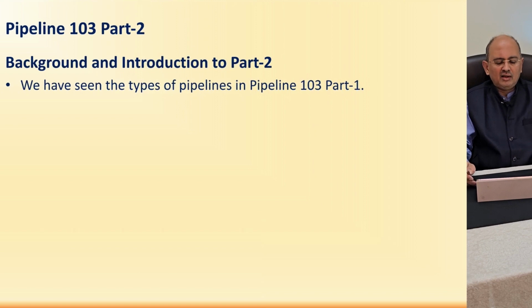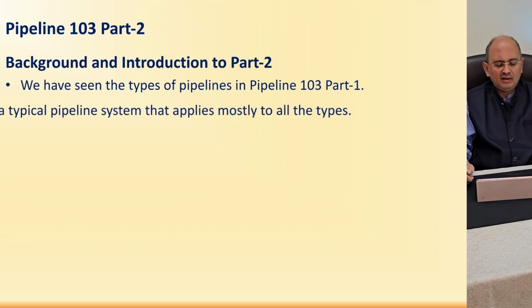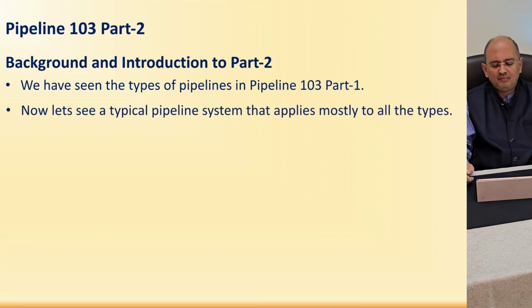So the background and introduction to part 2, if we just want to recap what we have seen so far. We have seen the types of pipelines in 103 part 1. Then we have seen the typical pipeline system. What we are going to discuss today applies to most of these pipelines. We have seen flow lines, trunk lines, bulk lines, loop lines, gas export network. These are different names, but basically they need to be designed with all these elements.